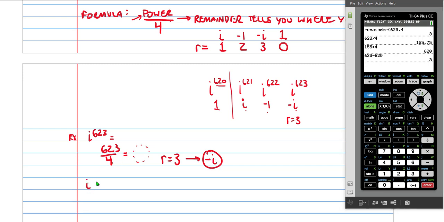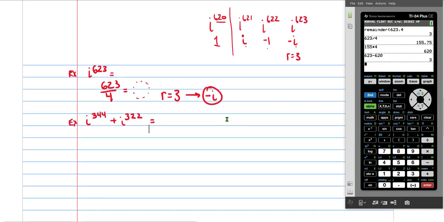Let's have you do one of these on your own. Let's do i to the 344th plus i to the 322nd. So go ahead and do this. Remember, you've got to use the remainder function in your calculator, or you can also use the sequence that I just did here.